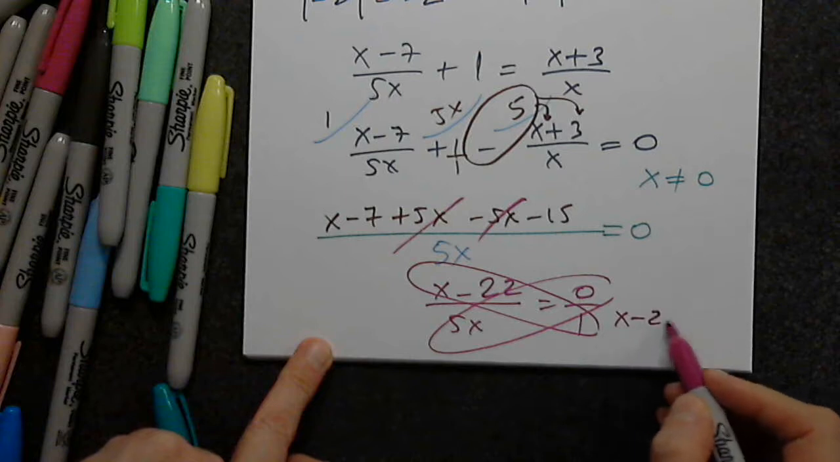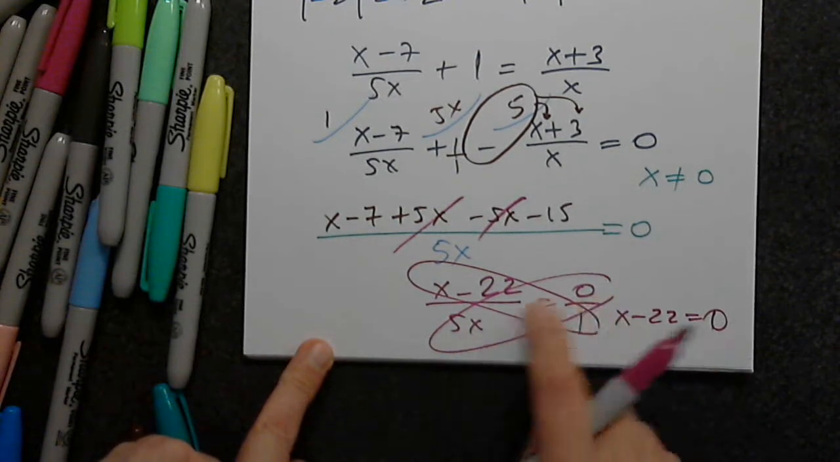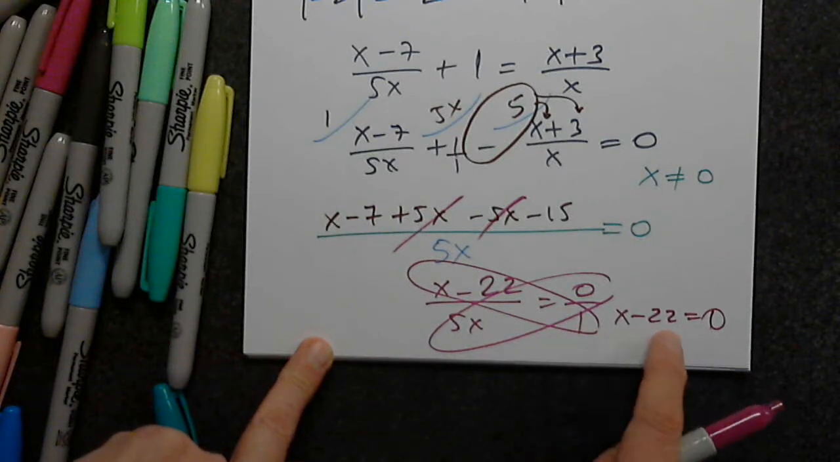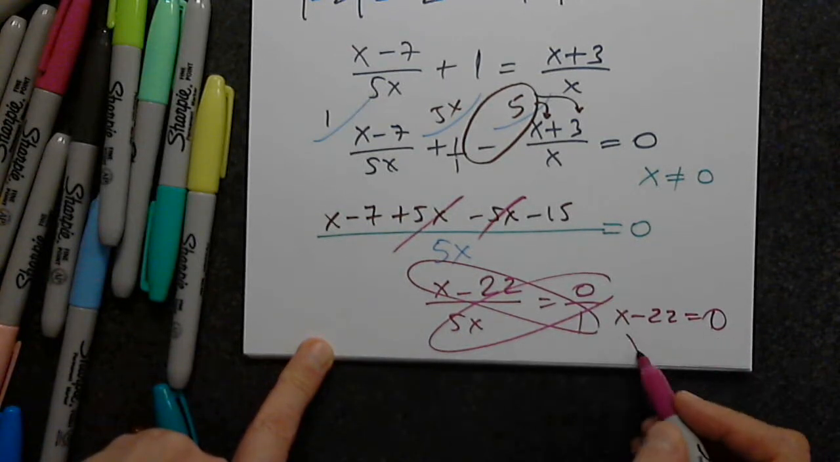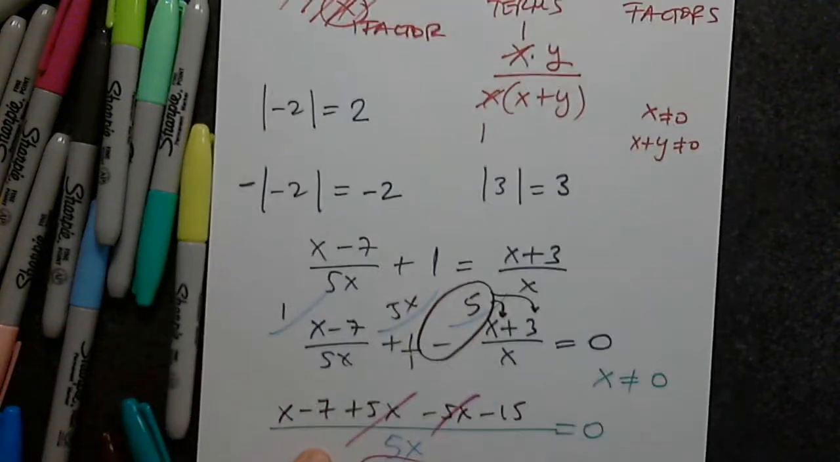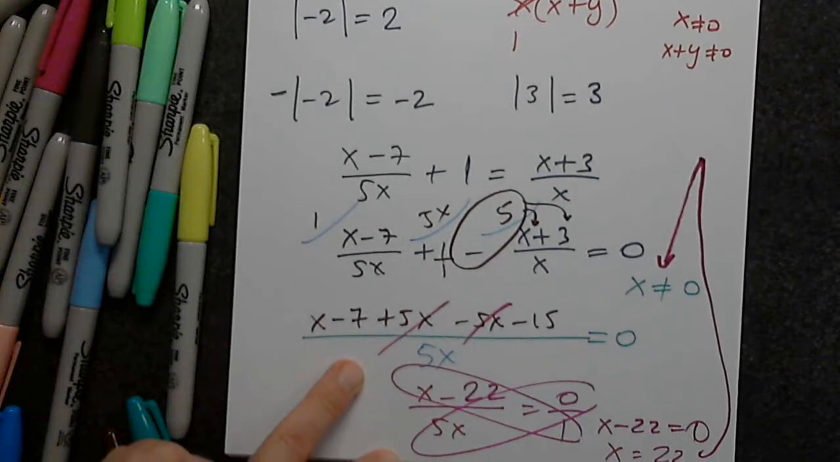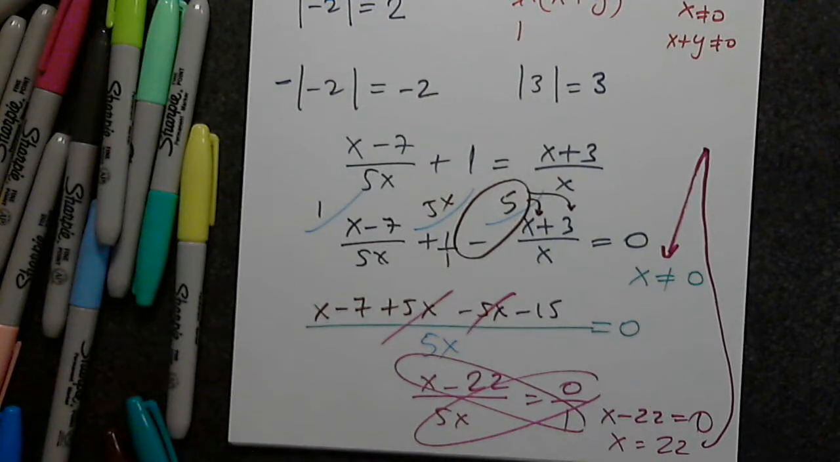X minus 22 equals 1 times 0, equals 0. 5x times 0 is 0. This times 1 is, that's okay, equals 0. So then x equals 22. This is linear. The only concern I have is this: is 22 among the restrictions? No. Is it a correct solution? Good. Very good. Anything else for me?